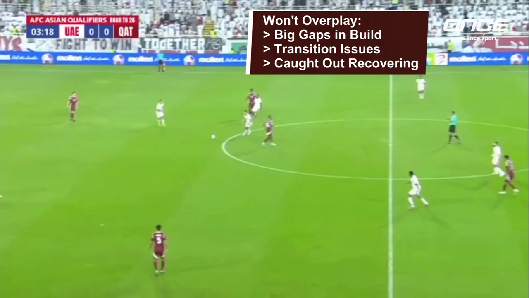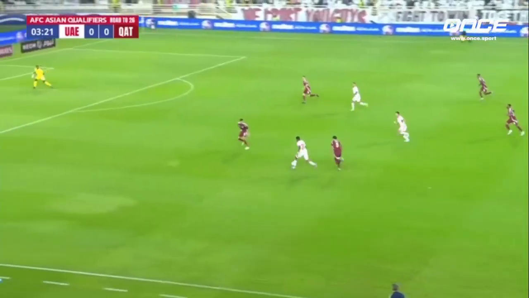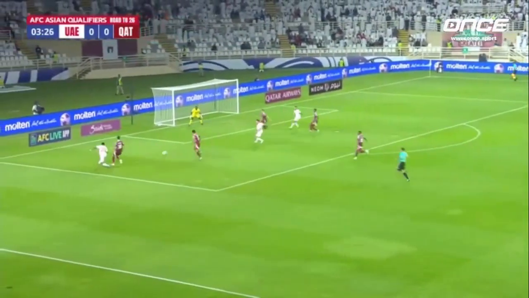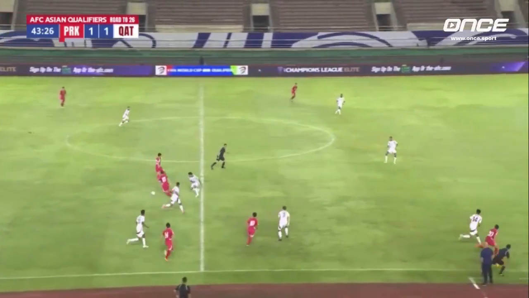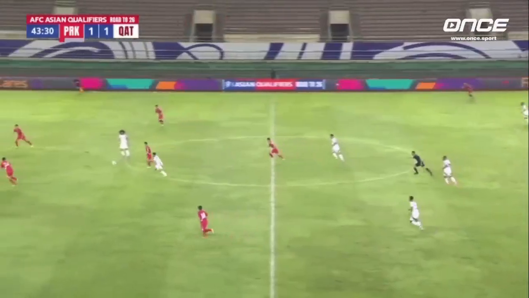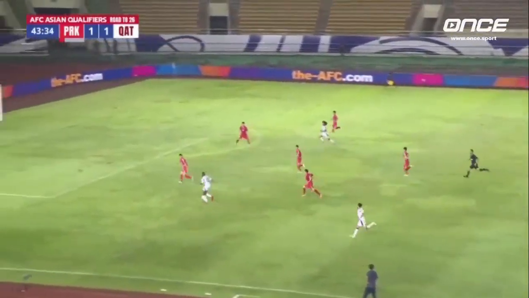Qatar won't overplay. Like I said, you've seen in those clips that they'll be quite direct. They've got a couple of rotations to get Afif on the ball, but they will not risk situations like this. If they overplay, they'll be in trouble. And in transition, the defenders are a little slower, a little sluggish. When they do not work back, it's a real problem. So when their mid block recovers and they transition quickly to play forward, they do have the quality at the top end, like we've said. But it all comes again from pace and composure of the front line, working around Akram Afif.